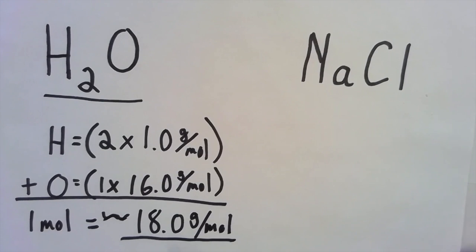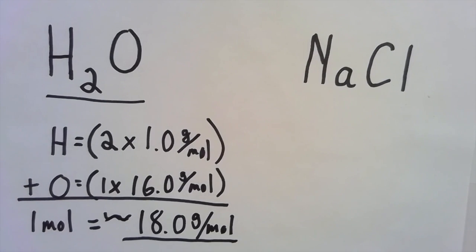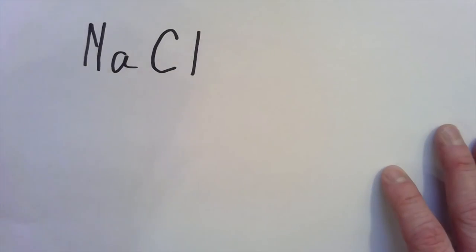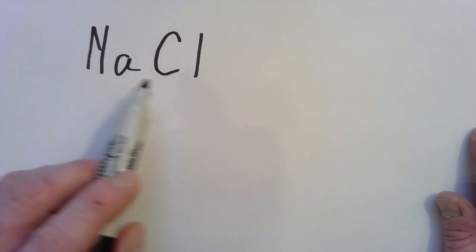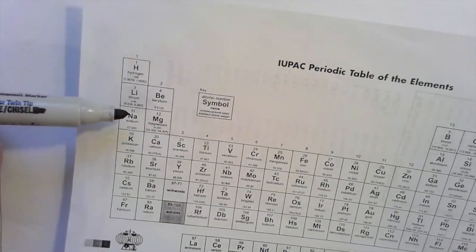Now let's cut over and check out salt. Now we're going to go through the process with salt. So we need to find the molar mass of salt. This one, fortunately, is pretty easy because there's only one atom of each. But get out your periodic tables and follow along with me. Now, the first thing we're going to do is look up sodium on the periodic table. You're right here. And then we're going to look up chlorine, slide over to number 17, and you're right here.